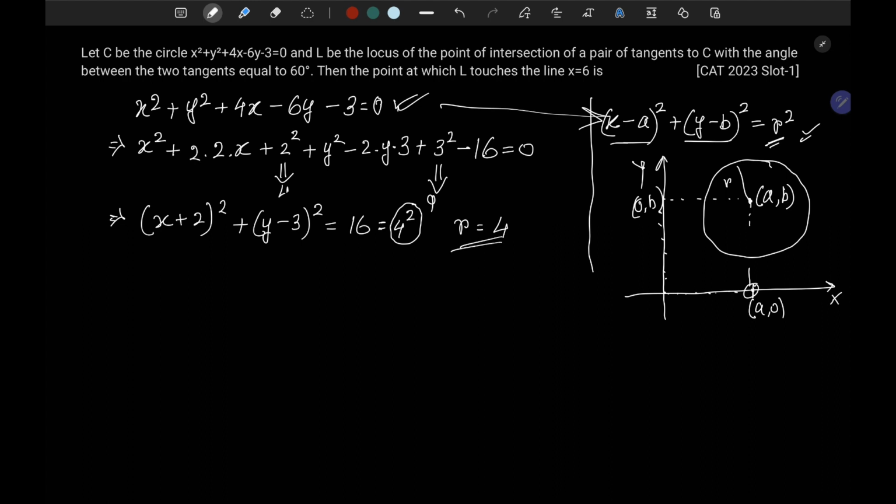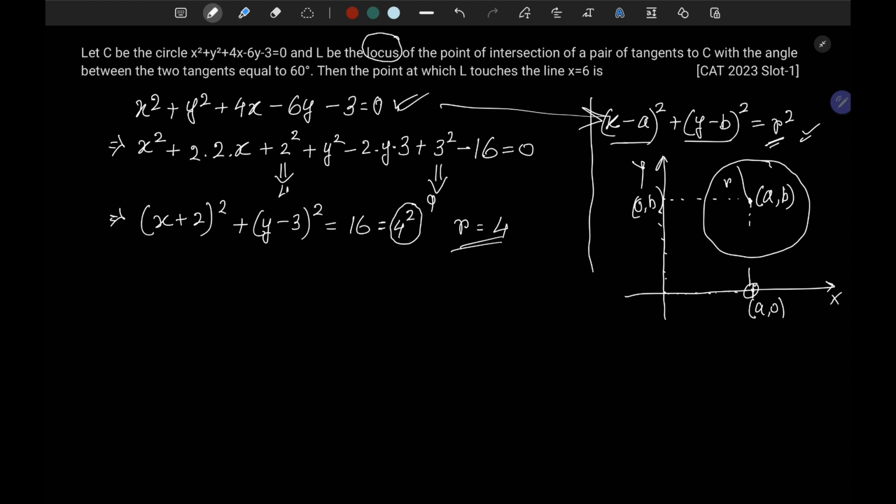Up till now this is the information we have. Now let's understand the meaning of a locus. A locus can be defined as a curve made by all possible positions of a point on the xy plane that satisfy a given condition. What is the given condition here? In this question, the given condition is that the two tangents make an angle of 60 degrees between themselves, and we have to find the locus of the intersection point of those two tangents.